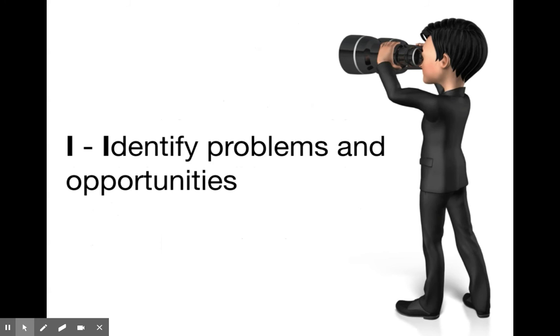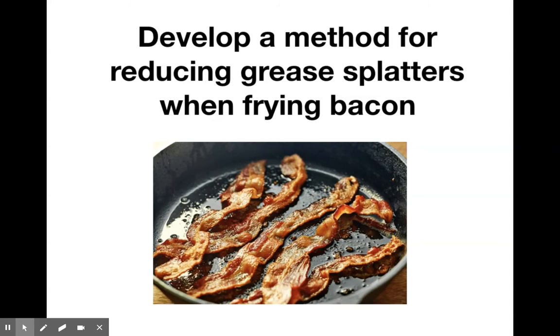So first, we like to identify problems and opportunities. In most cases, when we're doing problems in a classroom setting, we don't get the opportunity to do this, but we want to start thinking about how we can look at the world around us and actually identify problems and opportunities, things that need to be solved, and start thinking about solutions to those problems. This example actually comes from that exactly. Someone actually was concerned about being popped with hot bacon grease while cooking bacon on a stovetop. So you might want to develop a method for reducing grease splatters when frying bacon.